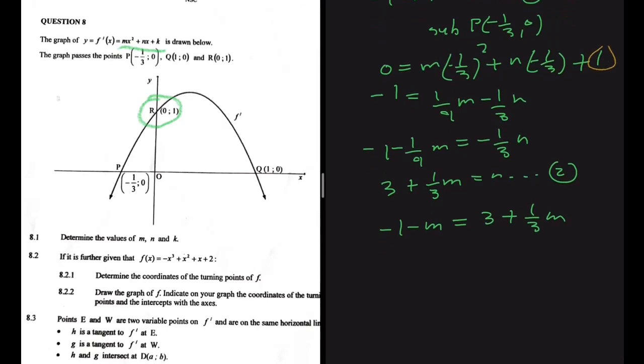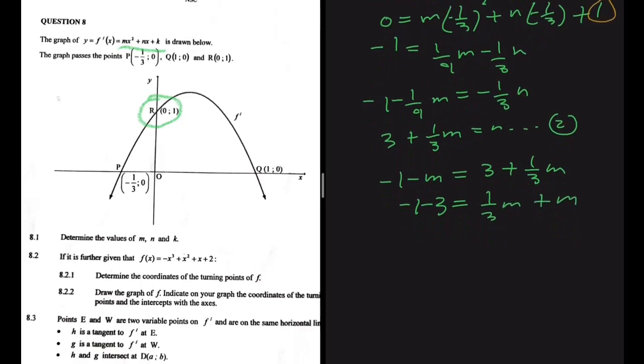So if we rearrange, we get minus 1 minus 3 is equals to 1 divided by 3m plus m, right? So minus 1 minus 3 will be minus 4, and then 1 divided by 3m plus m will be 4 divided by 3 m, right? So if we divide both sides by 4 divided by 3, we're gonna get minus 3 is equals to m.